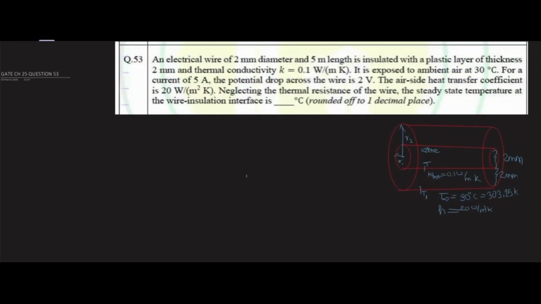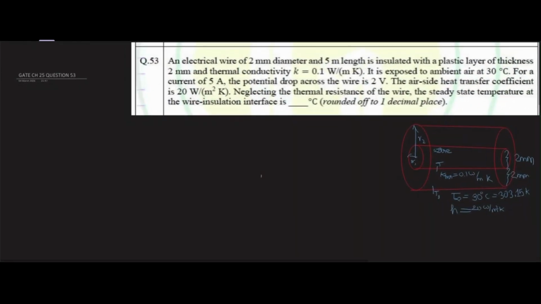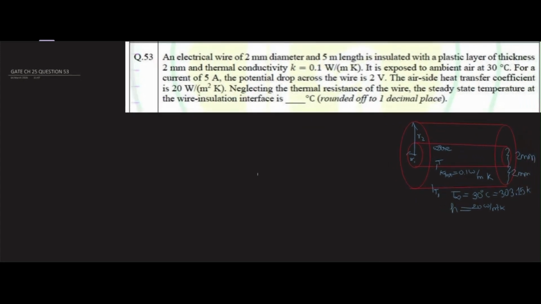So we need to calculate the steady state temperature at the wire solution interface. It means the outer diameter of the wire, at which we need to calculate the temperature. So first we need to know the radius of insulation. So we calculate the radius of insulation.